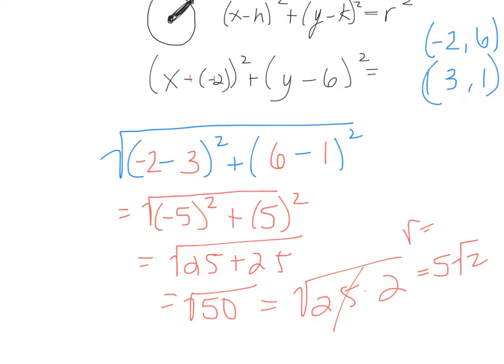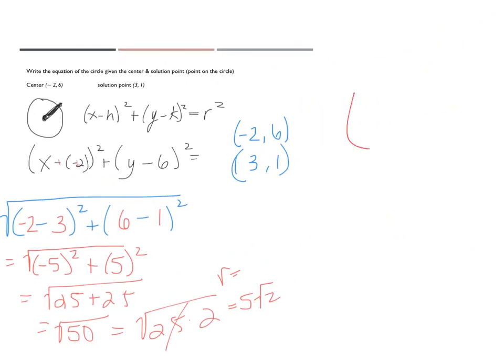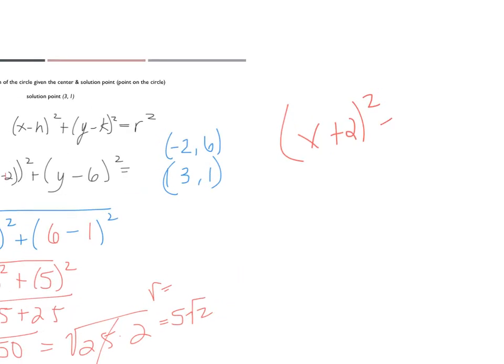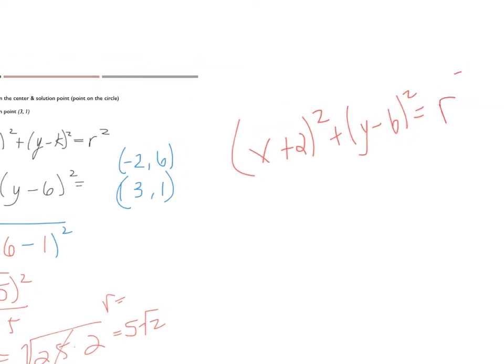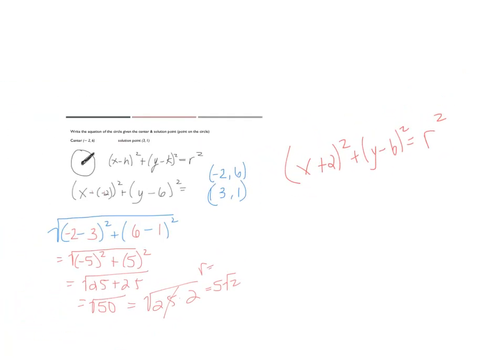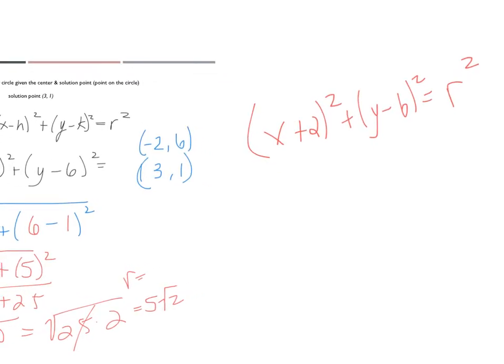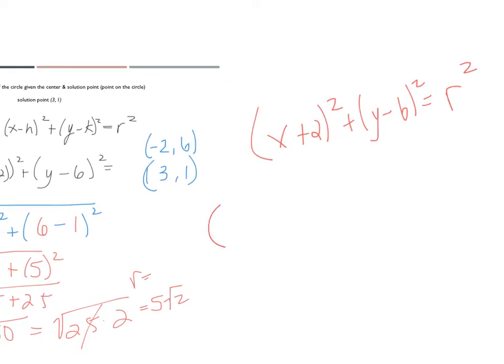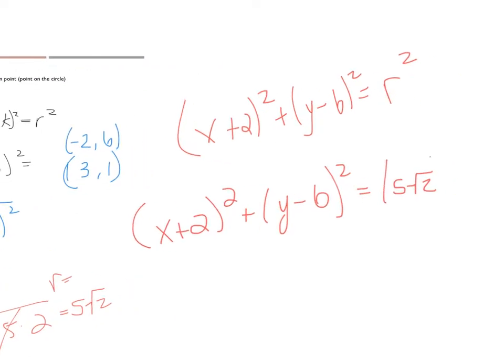So if I was going to go back and write the equation of my circle, I already know it's (x plus 2) squared, and it's (y minus 6) squared equals what my radius was squared. Agreed? Well, what's my radius? What did I just find it out to be? 5 radical 2. Okay, so if I plug 5 radical 2 in here, and it has to be what? In the formula, it's radius what? Squared.